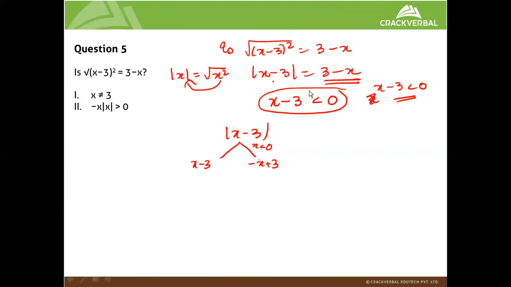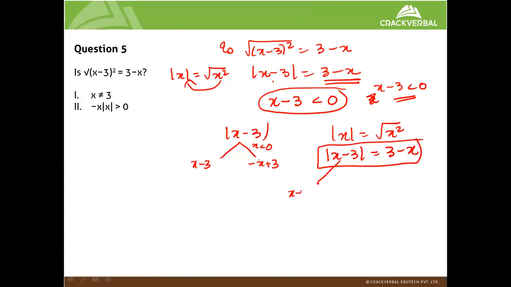Perfect. So would the first statement be sufficient? What did you get, Raj? I'm just saying that mod of x is equal to root of x square, right? Root of (x minus 3) whole square can be written as mod of (x minus 3), which has to be 3 minus x. Mod of (x minus 3) will be x minus 3 when x minus 3 is greater than 0, and mod of (x minus 3) will be minus of (x minus 3), which is 3 minus x, when x minus 3 is less than 0, or when x is less than 3. So this entire question hinges upon the sign of this x.